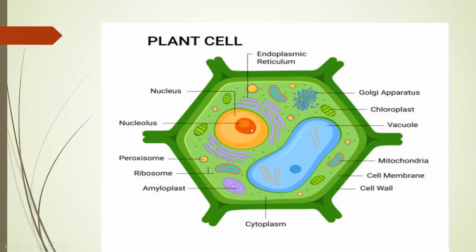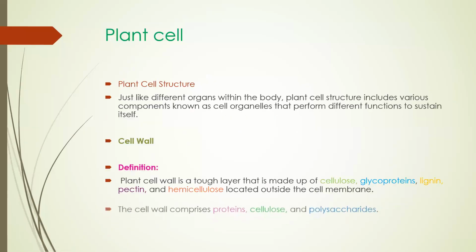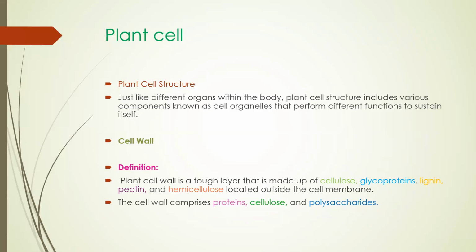These are the organelles. These organelles are surrounded by one layer that is called the cell membrane. Next, the next layer under it is called the cell wall. The cell wall is present with proteins, glycoproteins, cellulose, and polysaccharides.